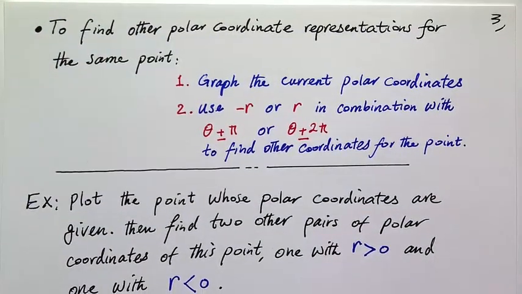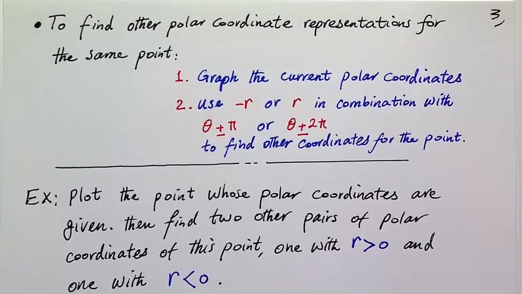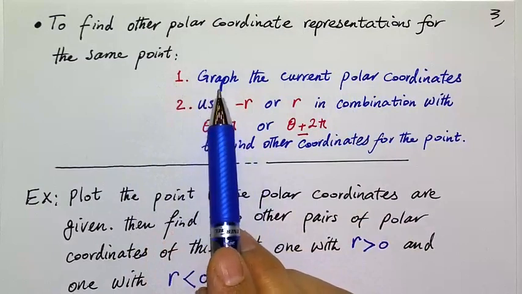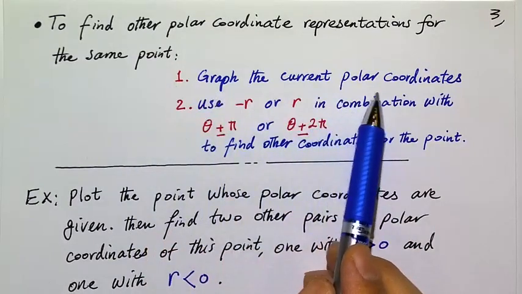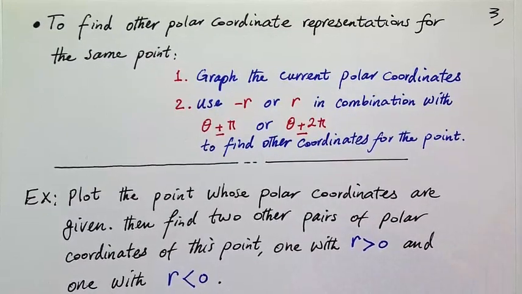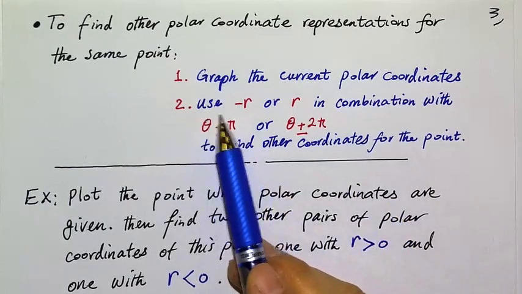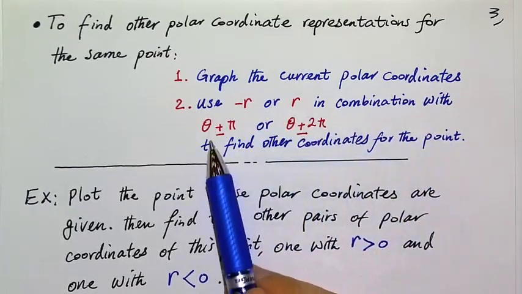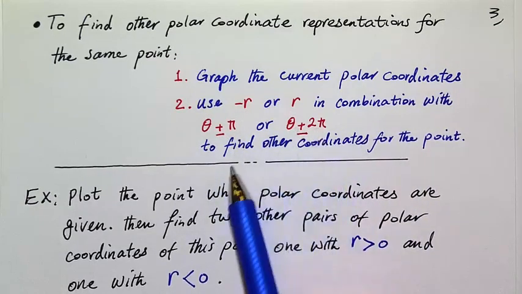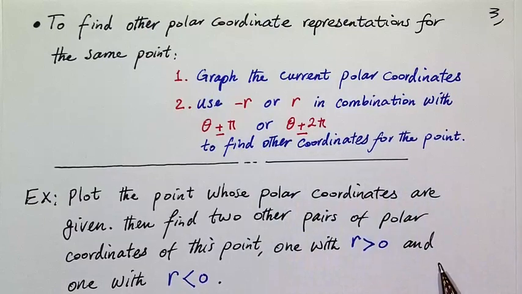So if we are asked to find other polar coordinate representations for the same point, the first thing we want to do is graph the current polar coordinates. Whatever polar coordinates you've been given initially, graph it. Identify where that point is within the quadrants, the first quadrant, second quadrant, and so on. And the second thing is use minus r or r in combination with theta plus or minus pi, or theta plus or minus 2 pi, to find other coordinates for the point.